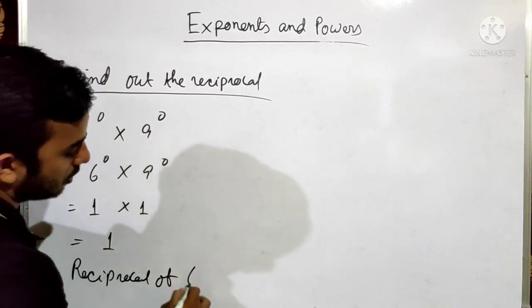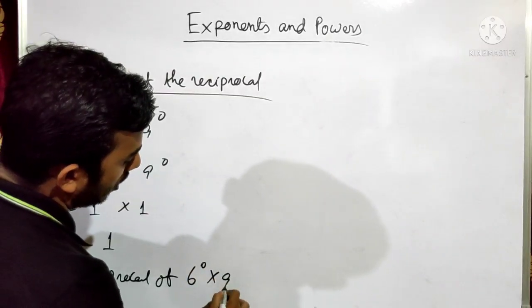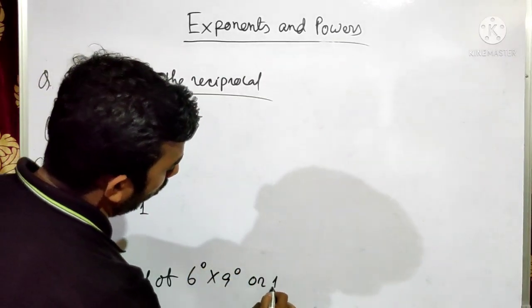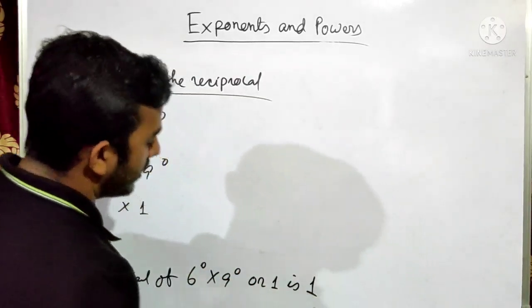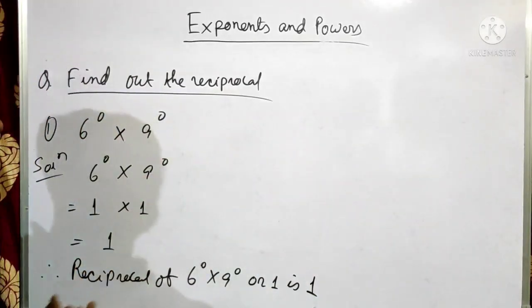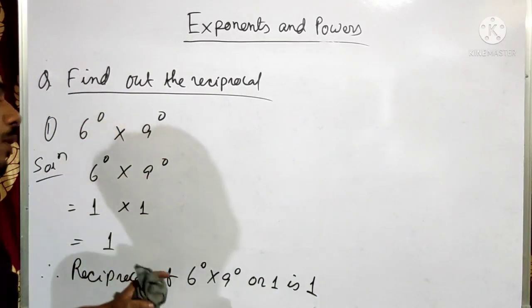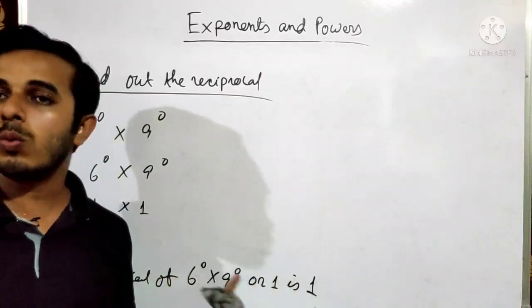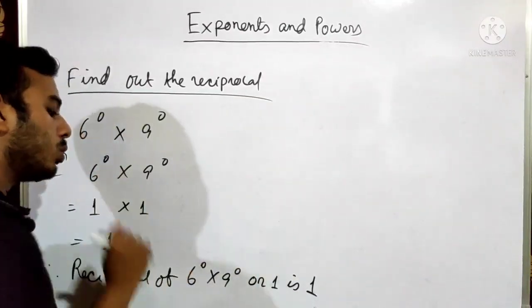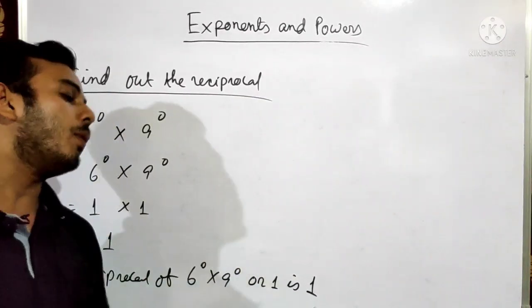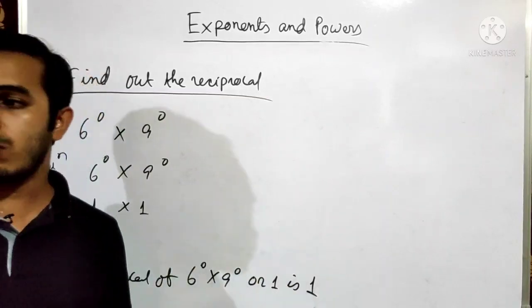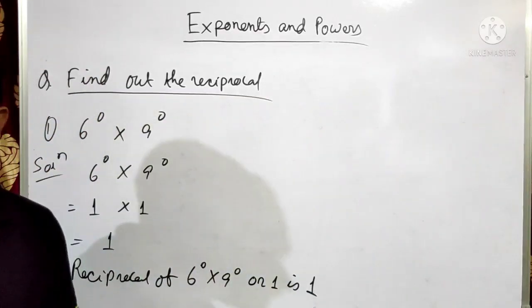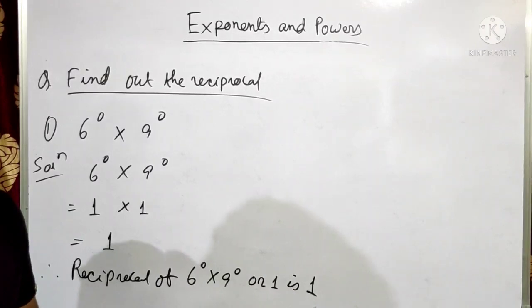Therefore, the reciprocal of 6 to the power 0 into 9 to the power 0, or 1, is 1, isn't it? The value of this is 1. Now if we divide 1 by 1, we get 1. Okay, let us solve one more.